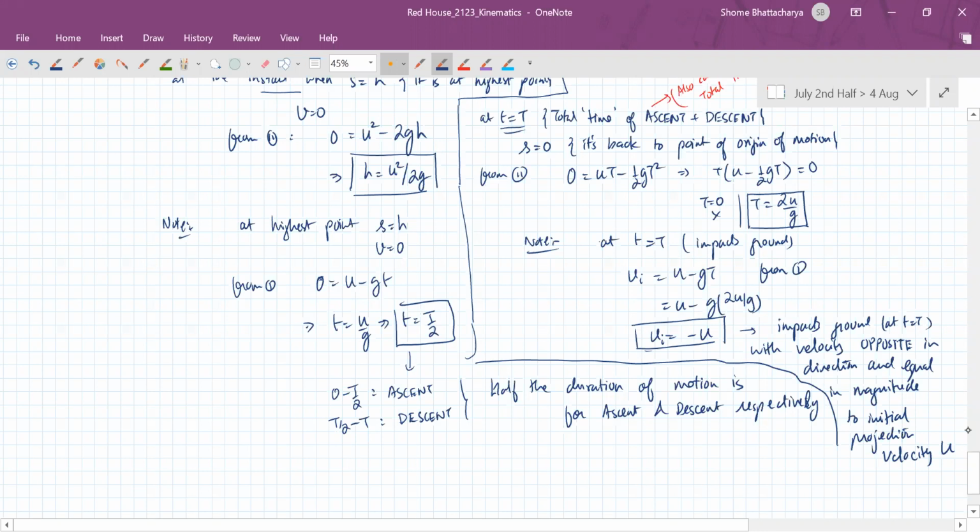And during that motion, going up and down, the upward journey and the downward journey, the ascent and descent, are perfectly symmetrical. They are like mirror images of each other. Half the total time it takes in going up and the remaining half in coming down. So these are some important aspects to remember about this case, the vertical motion under gravity when something is vertically projected from the ground.